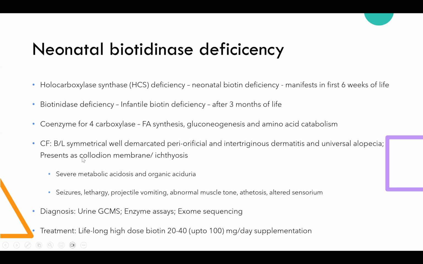Clinical features: they present with a bilateral, symmetrical, well-demarcated periorificial and intertriginous dermatitis, alopecia, or it can present with a collodion membrane or ichthyosis. So in any baby with ichthyosis and collodion membrane, if the baby is having severe metabolic acidosis and organic aciduria, then neonatal biotin deficiency has to be considered. They will also have neurological manifestations like seizures, lethargy, projectile vomiting, abnormal muscle tone, athetosis, and altered sensorium. Diagnosis is usually by urine GCMS, enzyme assays, and exome sequencing. Treatment is lifelong high-dose biotin supplementation.